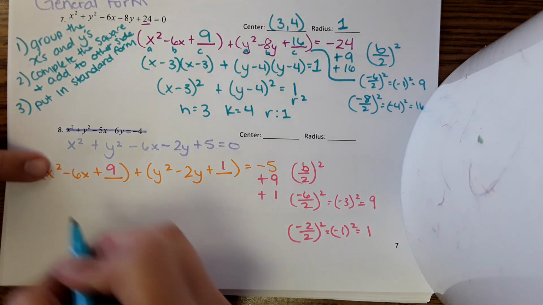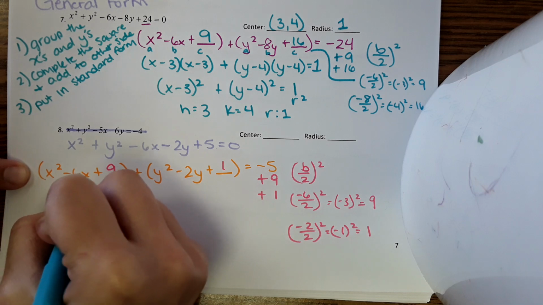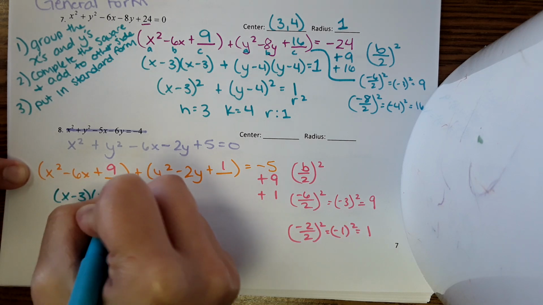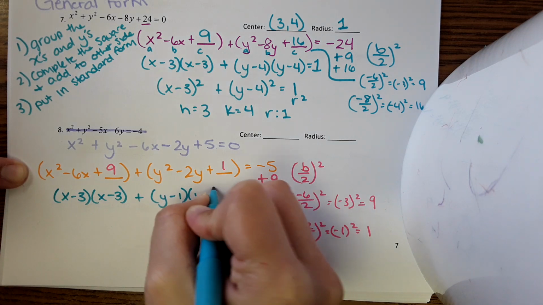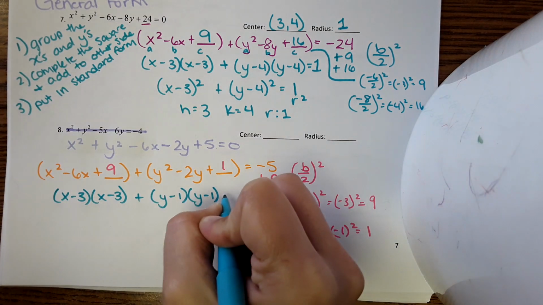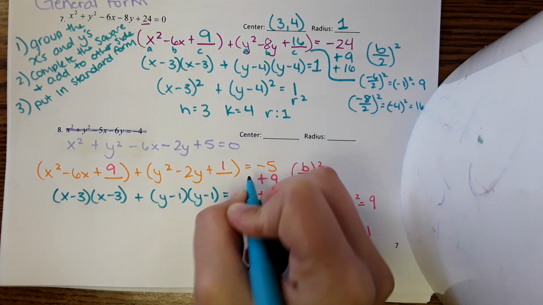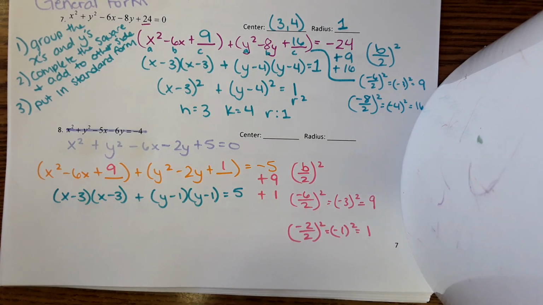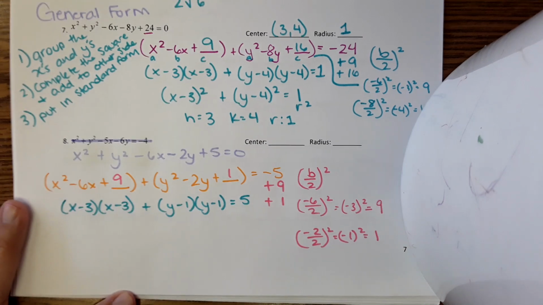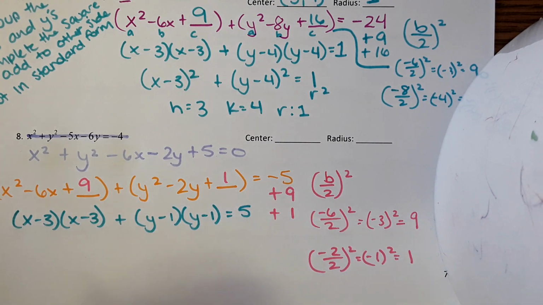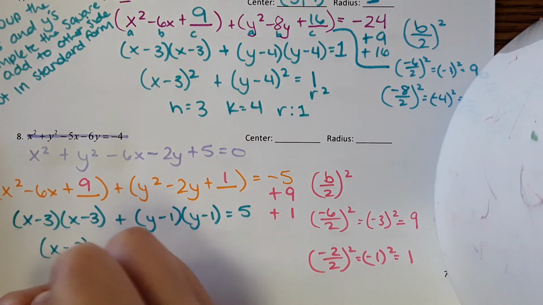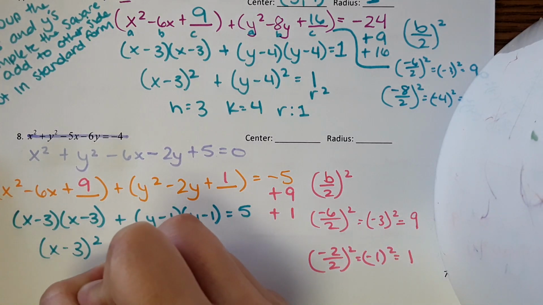Then we can make our factors. X minus 3. Minus 5 would just be 5. Then combine our factors so we can get it into standard form.